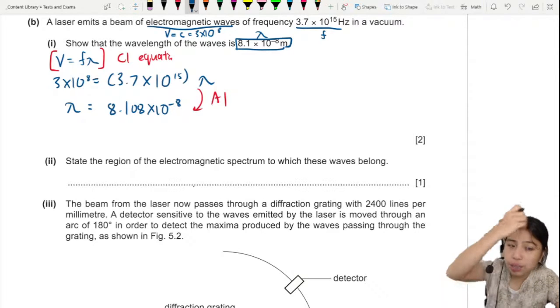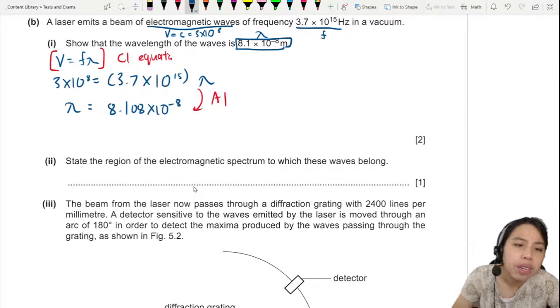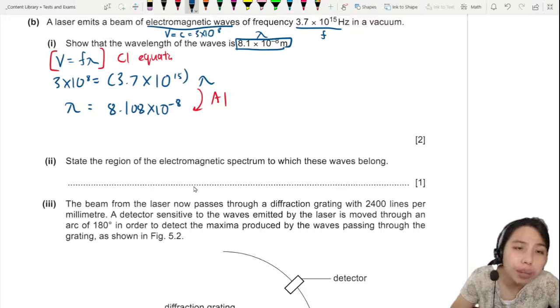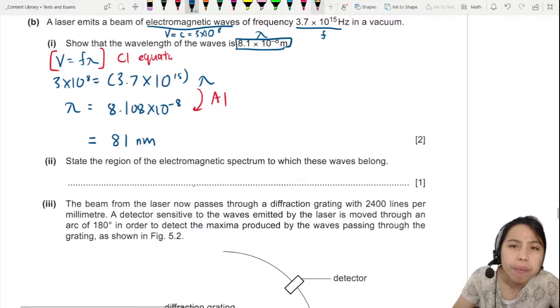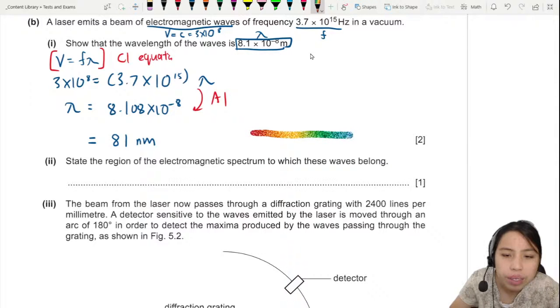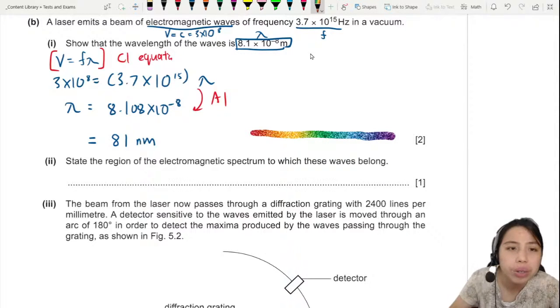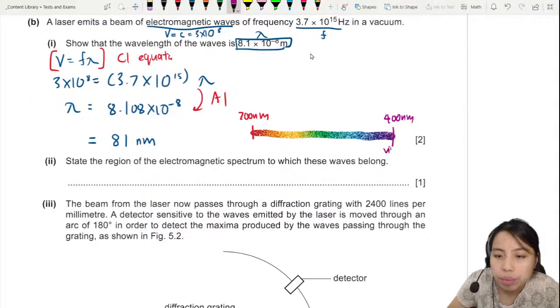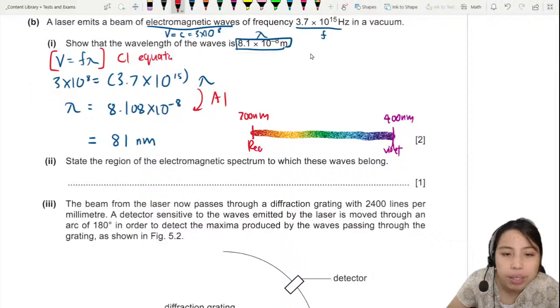So what's the region of the electromagnetic spectrum for this wave? You kind of have to memorize the wavelength of the main regions. Personally, I memorize them in nanometers, which is 10 to the negative 9. So this is about 81 nanometers. And then I memorize the visible light range. So let's draw a visible light range. Red wavelength is about 700 nanometers. It gets shorter and shorter until violet, which is about 400 nanometers. This is the visible light range.